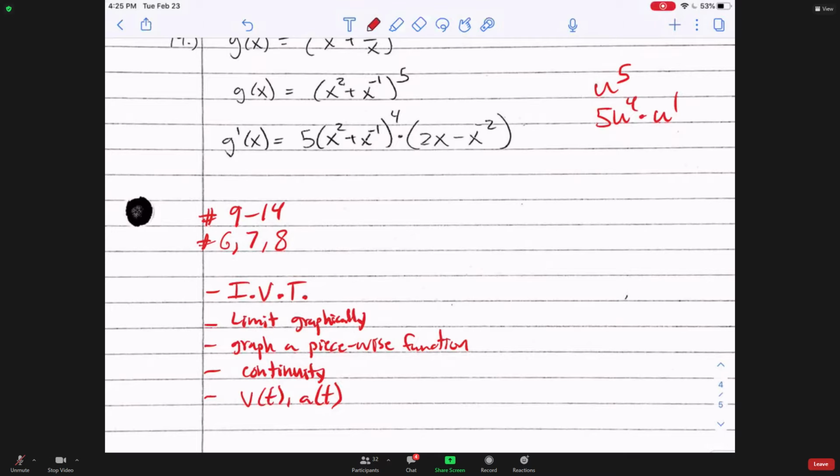Before I talk about the intermediate value theorem, are there any other general questions that you have for me? All right, we'll talk about the intermediate value theorem now.